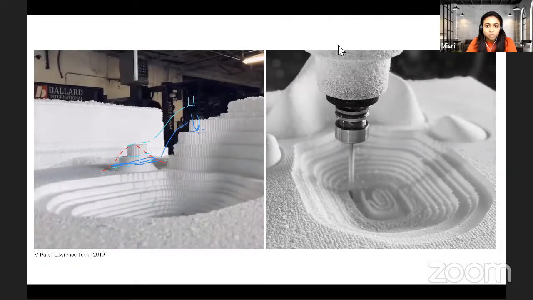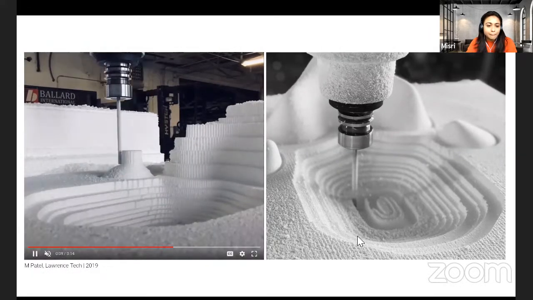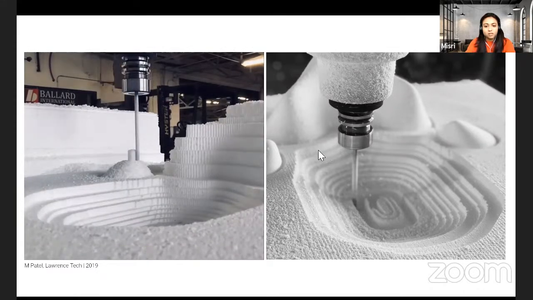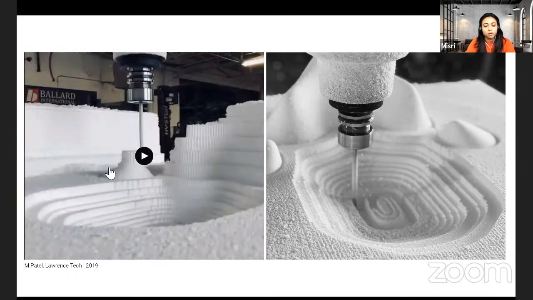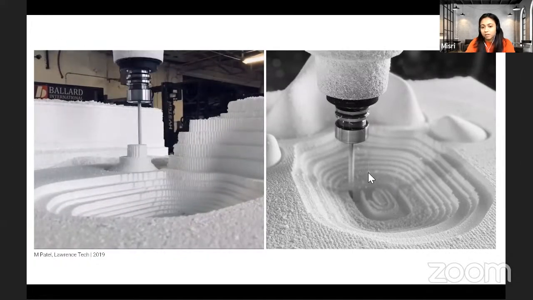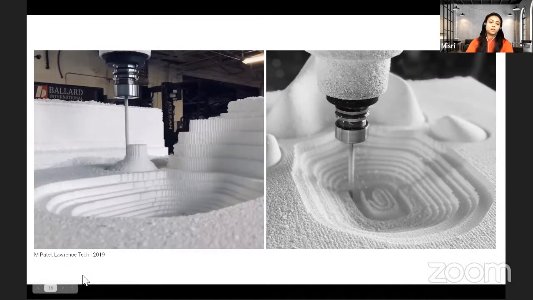So as you can see, the image on the right essentially captures the same quality, where you start with a lot of roughing paths to take out larger chunks, and then you go back and smooth the geometry out.